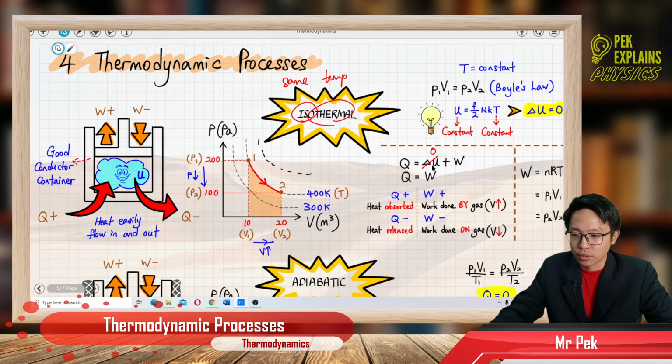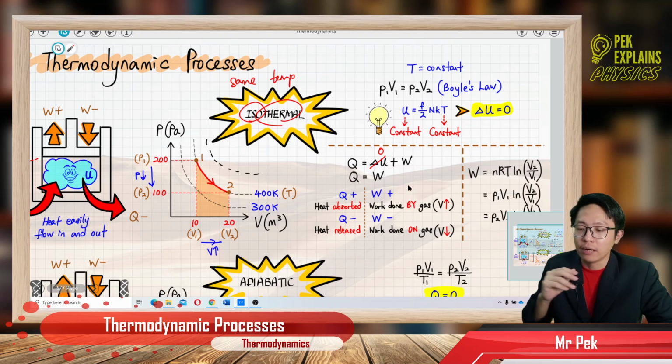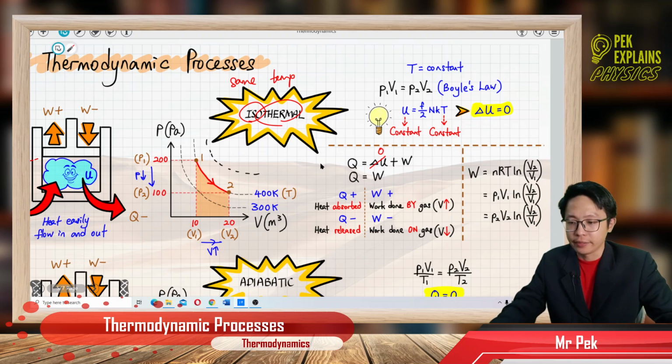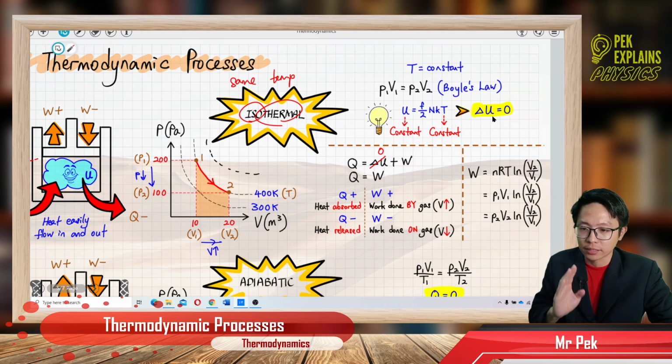Okay, that's about the graph. Now, talking about the heat, the first law of thermodynamics. Just now we concluded that delta U is 0, because the temperature is constant, so the internal energy is constant. So for an isothermal process, delta U is 0. When delta U is 0, it only has Q and W, only heat flow and work done by the gas or on the gas.